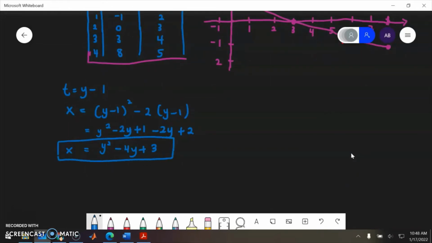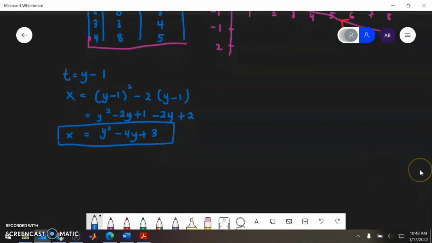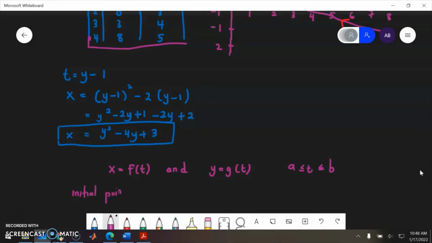Okay, so what we can say here, a few things. A curve with the parametric equation x equals f(t) and y equals g(t), given from this interval a to b, has the initial point at f of a, g of a, and terminal point at f of b, g of b.